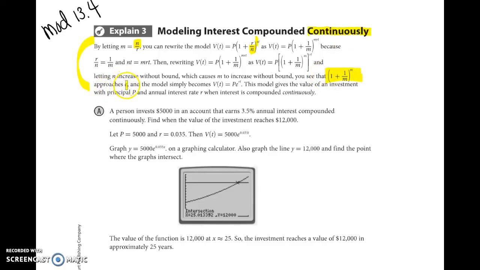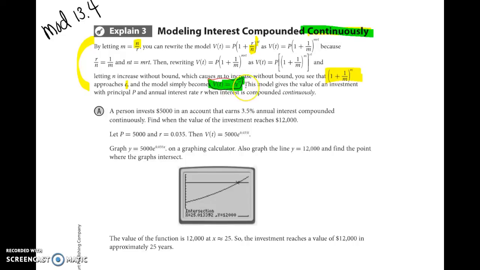and you'll see that this here approaches e. So what is e? E represents 2.7 ... and it keeps going. So the model simply can be rewritten as this here. So this is the formula we're going to use when we talk about continuously. So continuously, here's our formula.